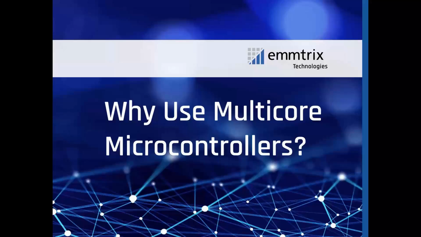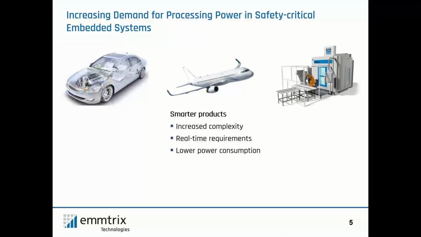So the first part is, why use multi-core controllers? Modern embedded systems, like modern cars, are equipped with more and more complex functions. And this leads to an increasing demand on their processing power. You also need to fulfill real-time requirements and maintain low power consumption, because of battery reasons, and also because you have to take care of the cooling and these things.